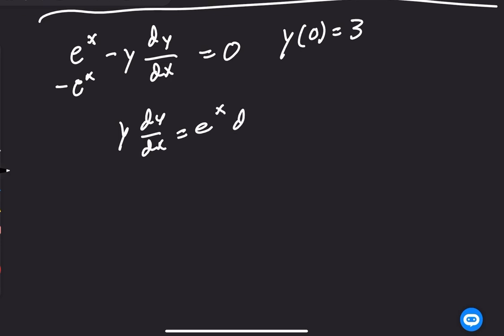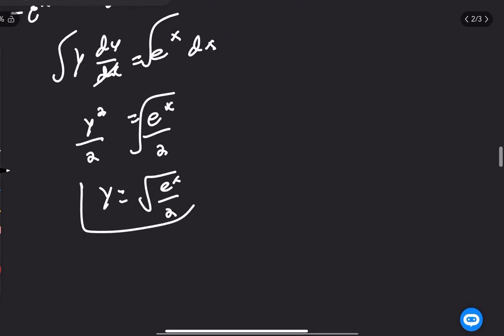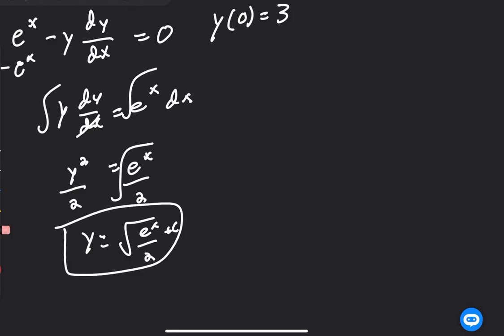So y dy dx equals e to the x. Then times dx over here, this cancels out. And then the integral of y dy is y squared over 2, and the integral of e to the x is just e to the x. Then we will divide this by 2, square root it. Y equals square root of e to the x over 2. Okay, that's our general solution, plus c, of course.